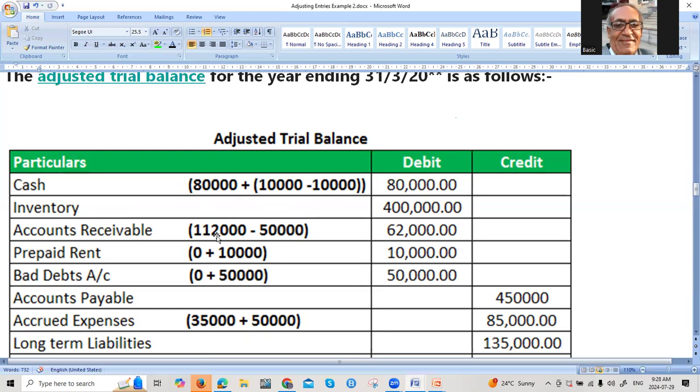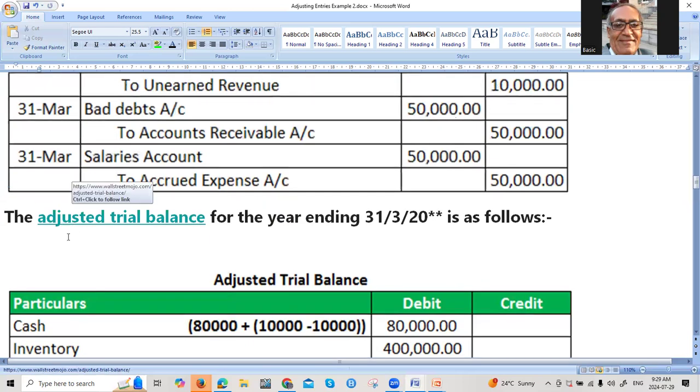I had 112,000, 50,000 of them are bad debts, meaning I won't be able to collect them. So I have to deduct them from my accounts. So what is left for me from the clients who bought from me and did not pay yet is 112,000 minus the 50,000, which is lost, which is gone. So I will get 62,000 only from the clients. That's the meaning of account receivable.